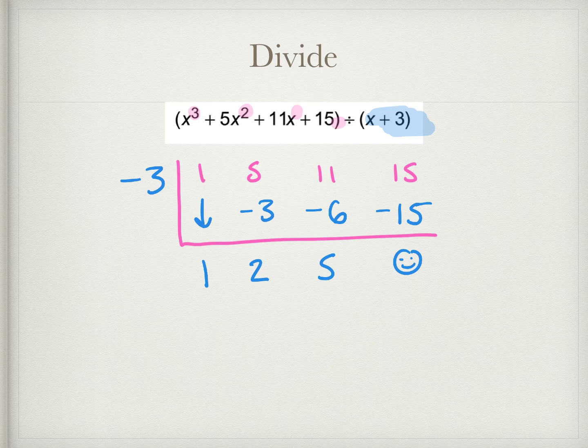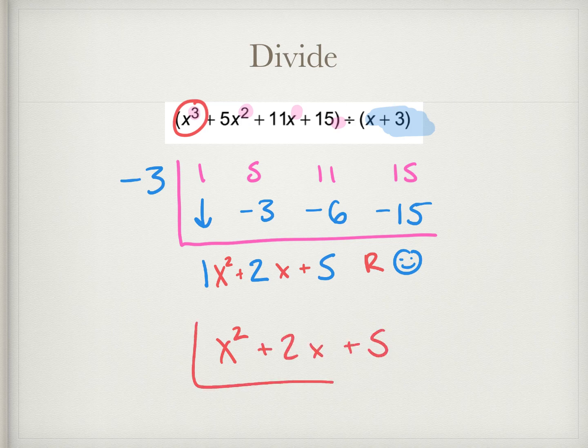So if my question started with x to the third power, what does my answer have to start with? X squared. And then what comes next? X, and then the constant, and then the last is our remainder. So my answer here would be x squared, because I don't put the 1, plus 2x plus 5. And my remainder is 0, so I don't have the remainder.